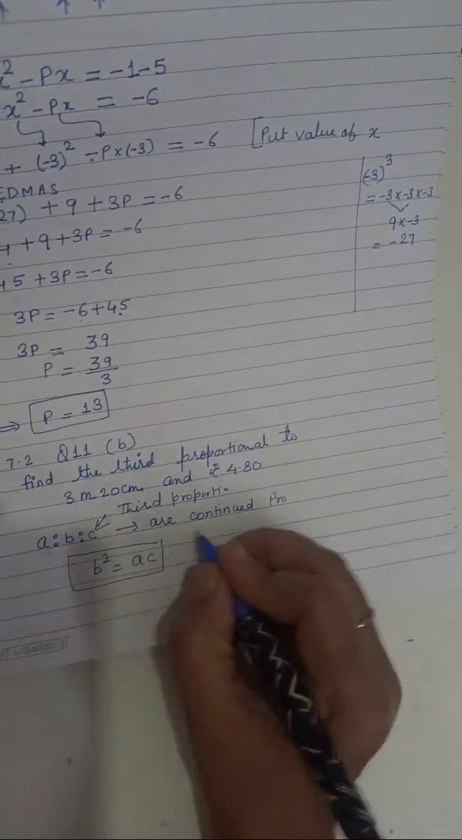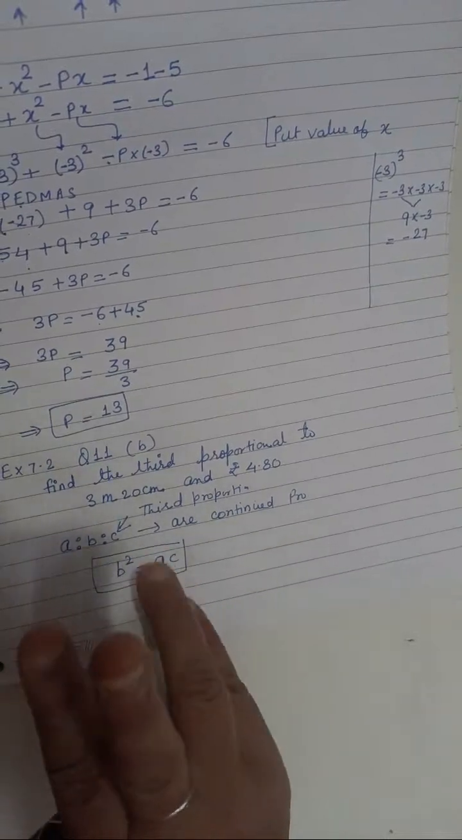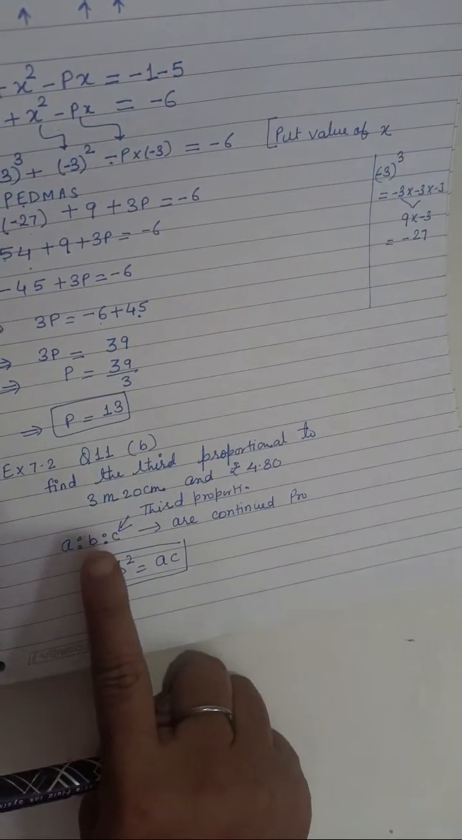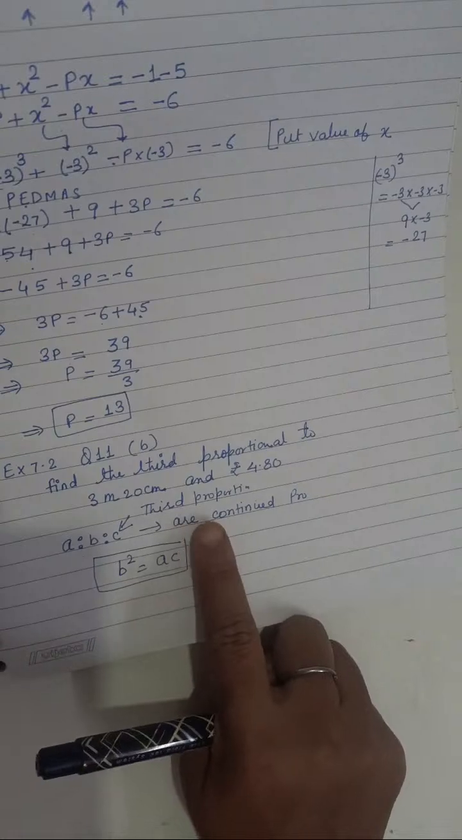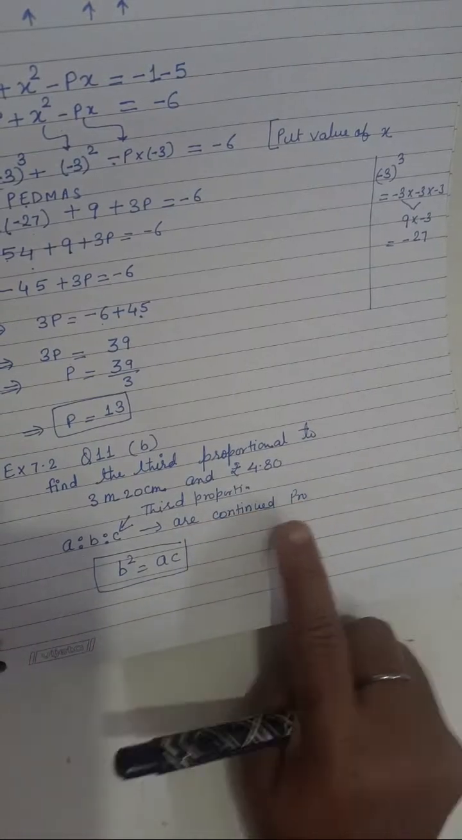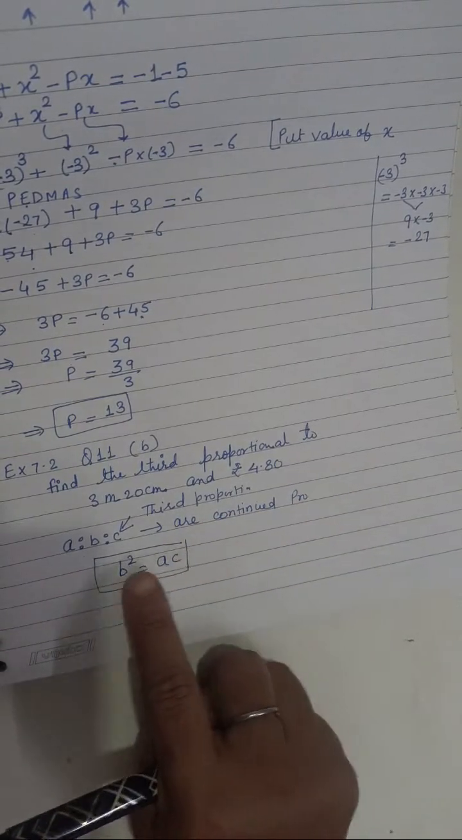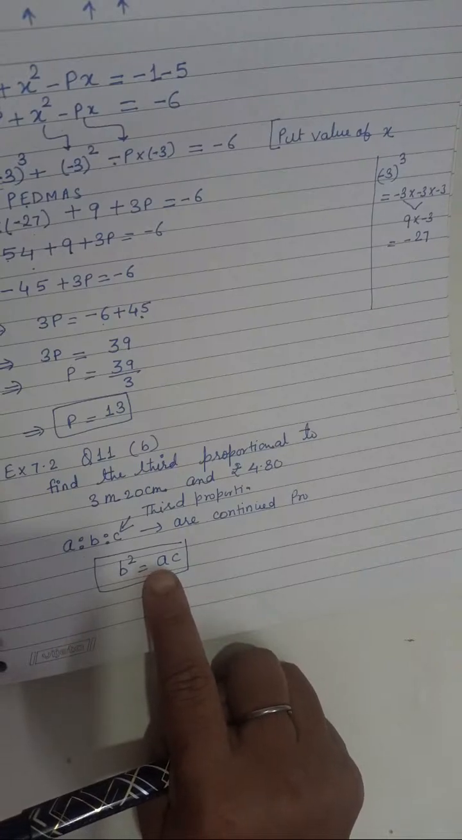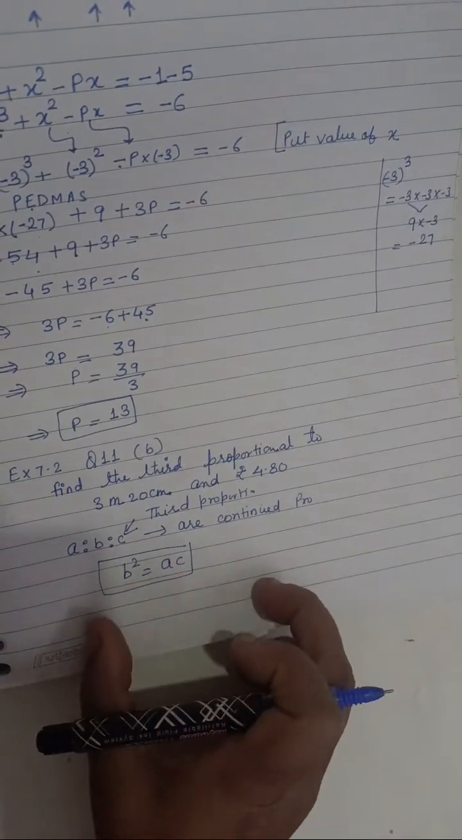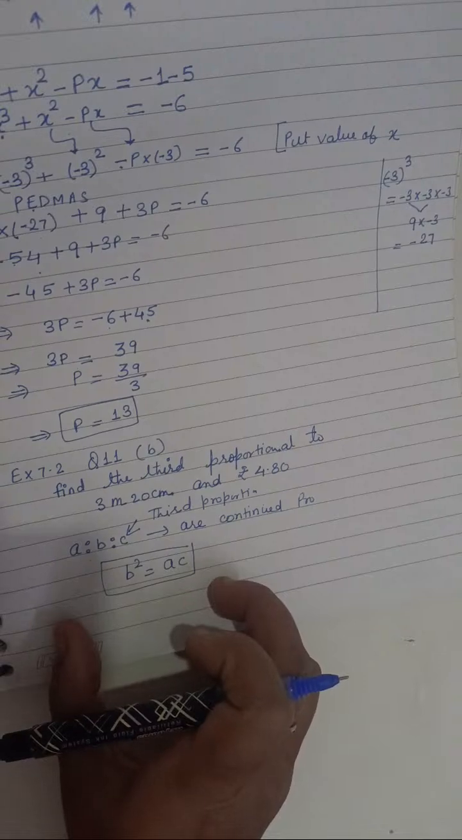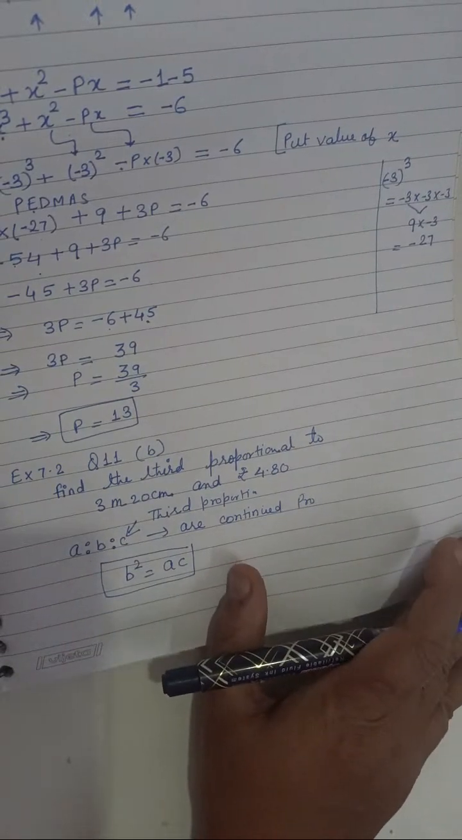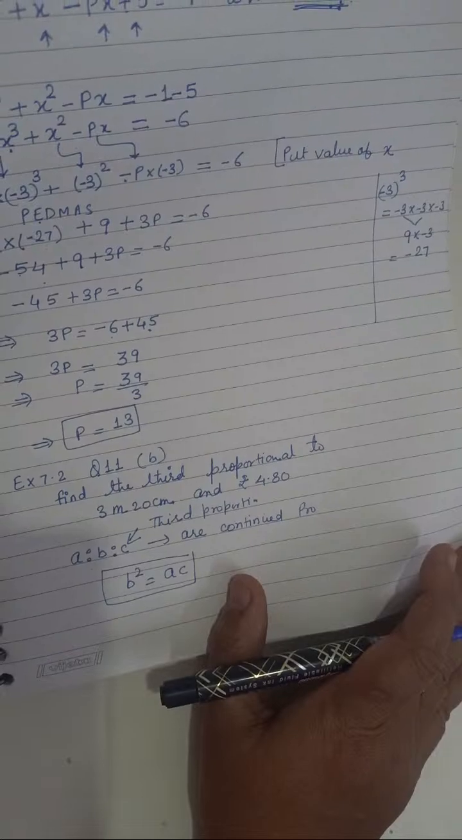proportion. ये समझ में आया कि इफ ए देर आर थ्री रेशियोज, ए रेशियो बी रेशियो सी रेशियो, and they are in the continued proportion. So what is the relationship we get, b square equals to ac. ठीक है, ये यहाँ तक बात समझ में आ गई, ये यहाँ तक क्लियर है. ओके, आई गेस यहाँ तक क्लियर होगा आपको.